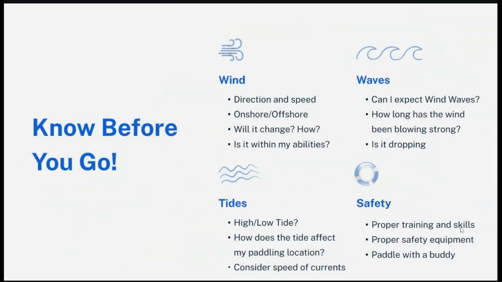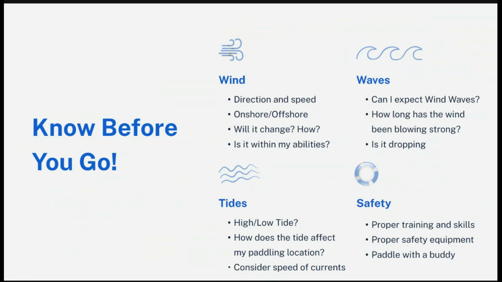Safety, proper training and skills. Have the training and the skills to tackle the water that you are going to tackle. Lived experience is the best way to learn, but we have to have a core foundation to build those lived experiences on. Proper safety equipment, always.